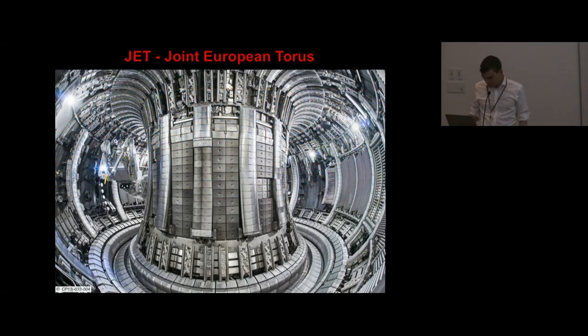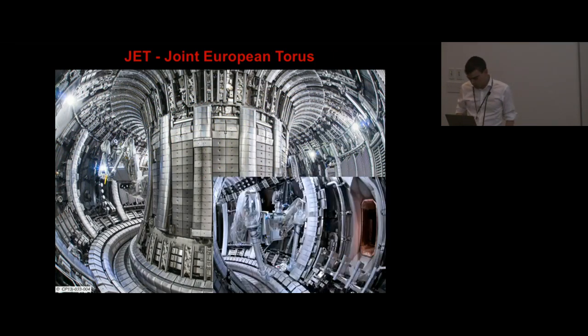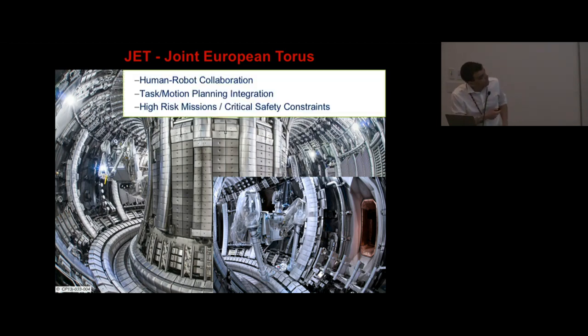So this is the JET, Joint European Torus. It's basically part of a nuclear reactor somewhere in the UK. And they want to use this kind of robots here for the maintenance of this environment. Now, no need to say that it's a dangerous environment. That's why they want to put robots in this space. But it's high-risk missions and critical safety constraints.